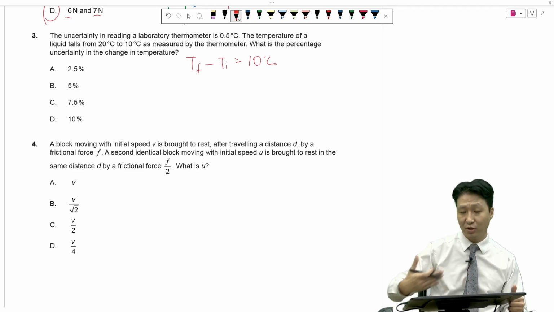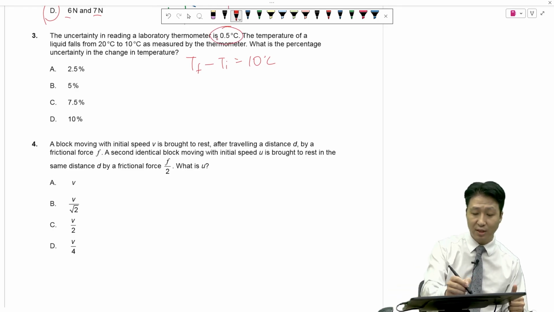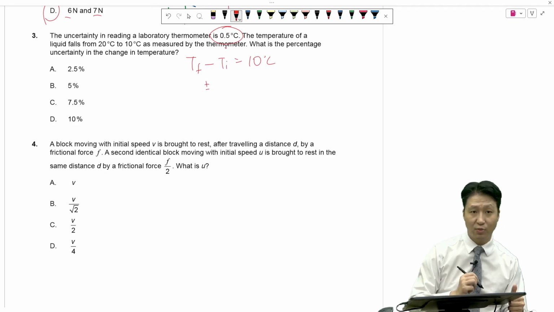But if you have addition or subtraction, the absolute uncertainties add up. So in this case, the uncertainty would be 0.5 plus 0.5, which is plus or minus 1 degree Celsius. The percentage of that, of the total, would be 1 divided by 10, which is 10%. The answer should be C or D.